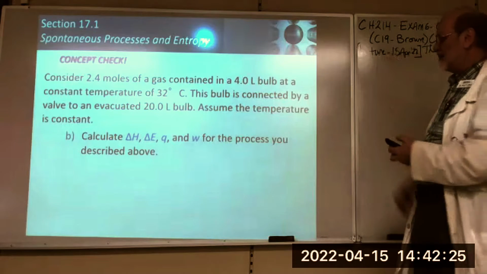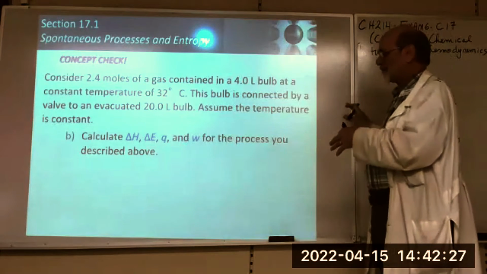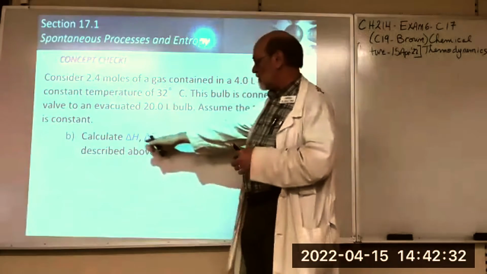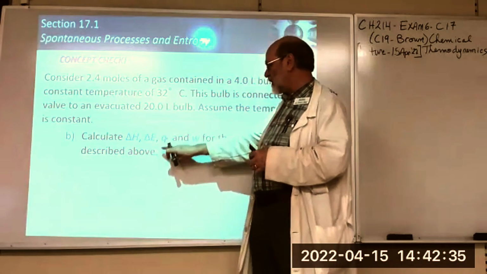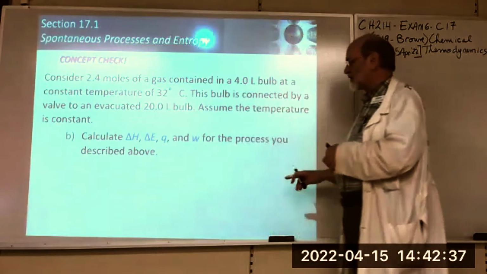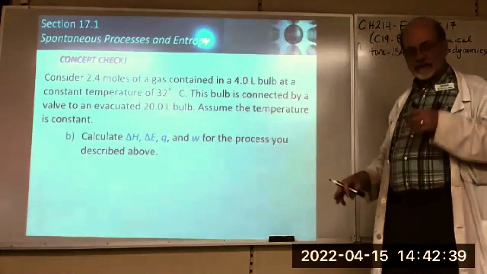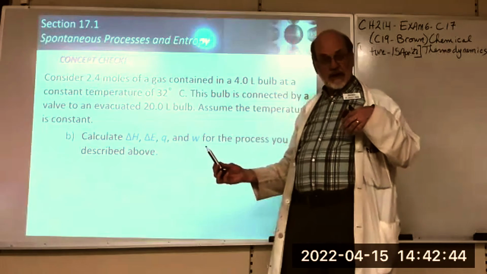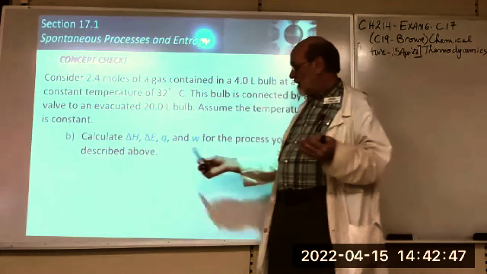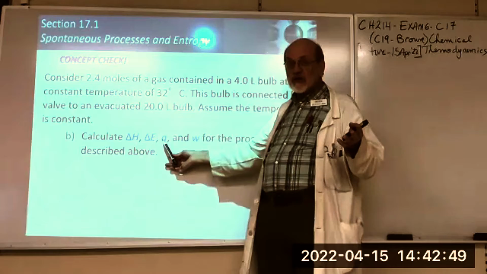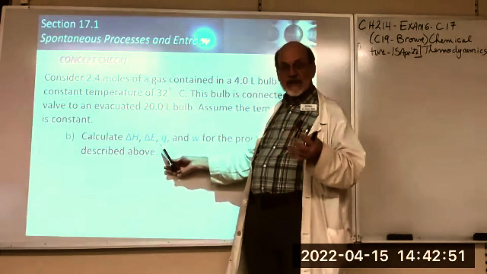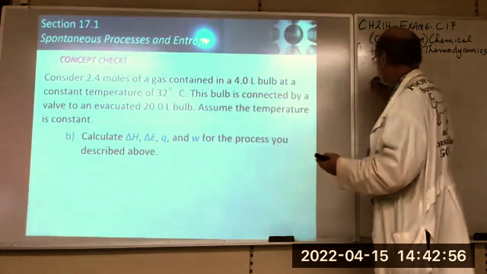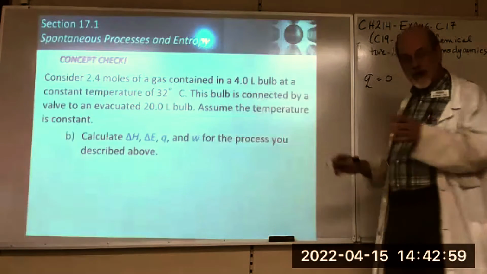Well, I just erased my diagram. So in that diagram, can we calculate these values? Enthalpy, internal energy, heat, and work for the process we described. Since there's no change in temperature, then there's been no change in Q. There's no transfer of heat. Okay, so Q is 0 for that process.